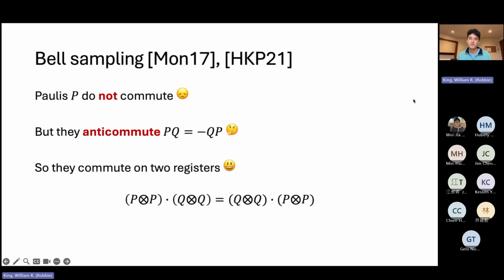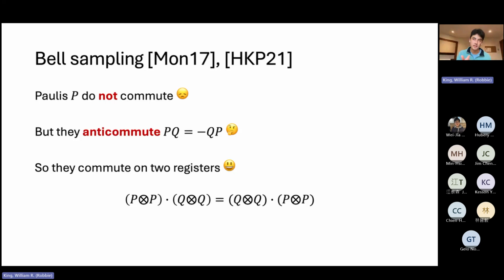Okay, so the key is to use this Bell sampling subroutine. So what is the insight? What is difficult about measuring all of the Paulis? Well, what's difficult is that they don't commute, so it's hard to pick a basis which simultaneously diagonalizes a lot of Paulis at the same time. So that's the problem. But the key is to realize that when they don't commute, they anti-commute, right?